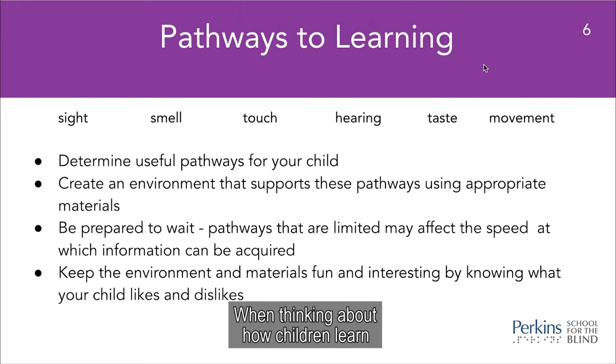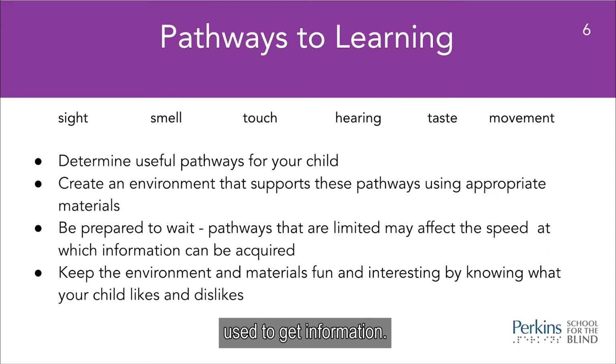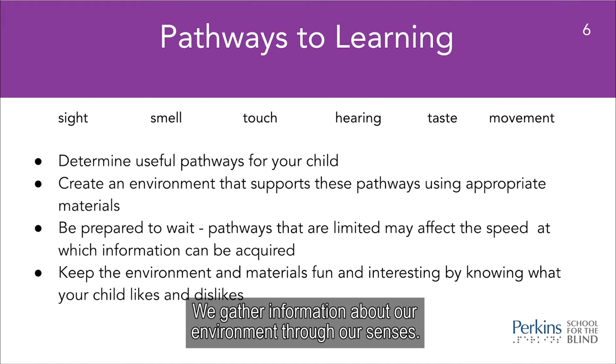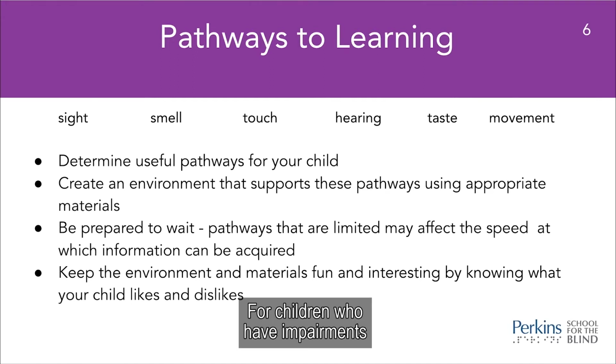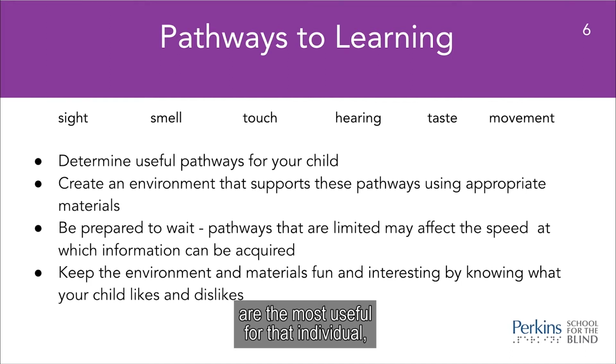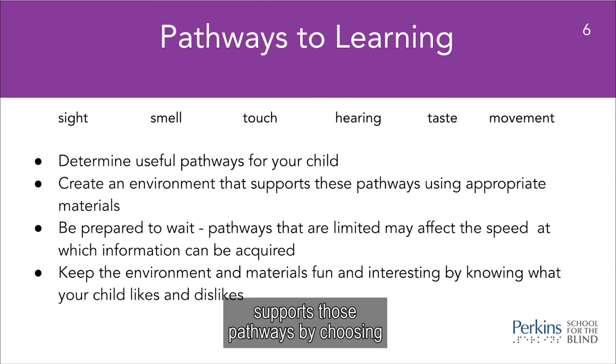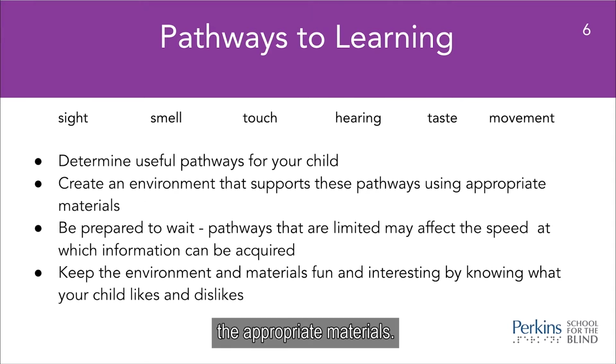When thinking about how children learn, it's important to consider the pathways used to get information. We gather information about our environment through our senses. For children who have impairments to some of these senses, we have to determine which pathways are the most useful for that individual, and then create an environment that supports those pathways by choosing the appropriate materials.